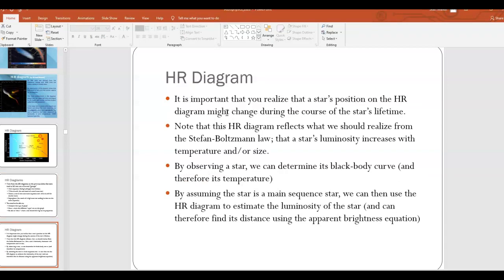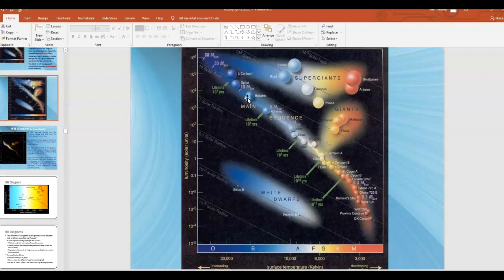Let's see. And I mentioned the first bullet point already. You should realize that the star's position on the HR diagram might change. Notice that this HR diagram reflects what we should realize from the Stefan-Boltzmann law, that a star's luminosity increases with temperature and/or size. So in other words, the stars with the highest luminosity tend to be either the biggest, in the case of these red giants, or the hottest, in the case of these blue stars, or both. You have some stars that are very big and very hot, which is why they have a high luminosity.